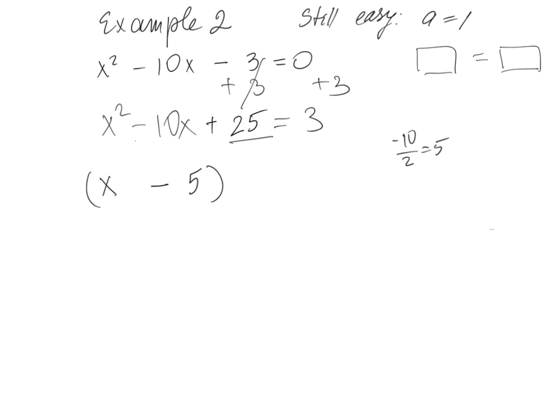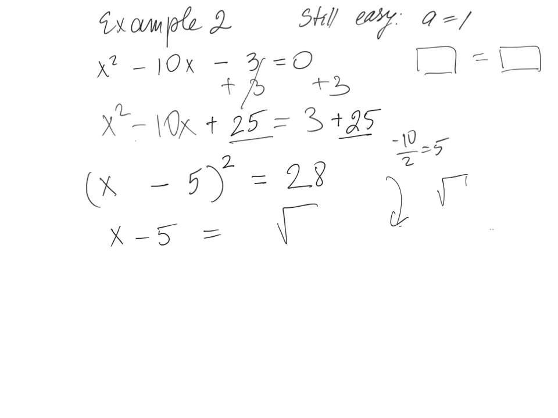And of course, because we added 25 to the left side, we must add 25 to the right side to keep it balanced. So x minus 5 squared, it's a perfect square on the left, and 28 on the right. We are going to do the same thing now. We are going to unsquare both sides. On the left side, it's just x minus 5. On the right side, you think it's the square root of 28.